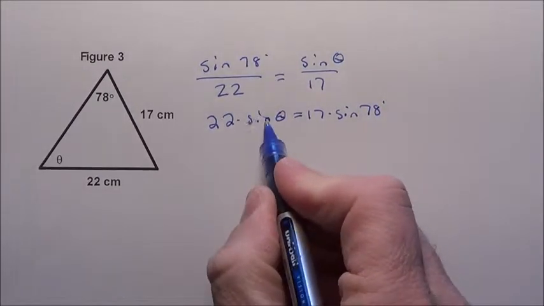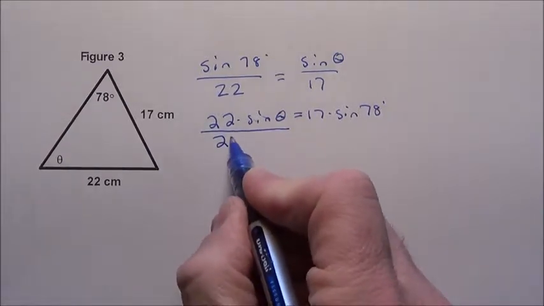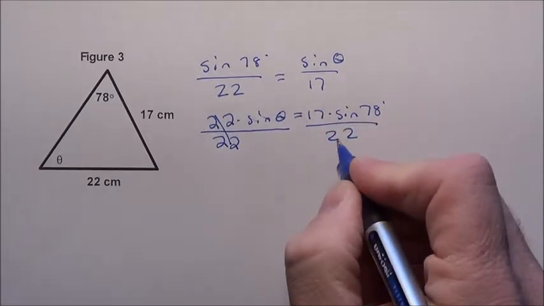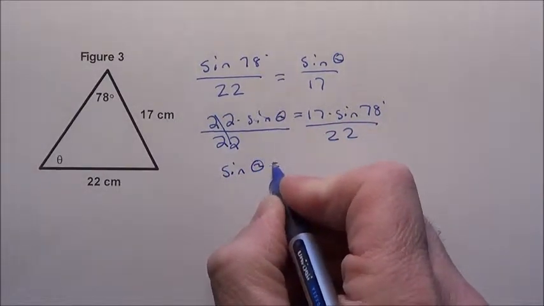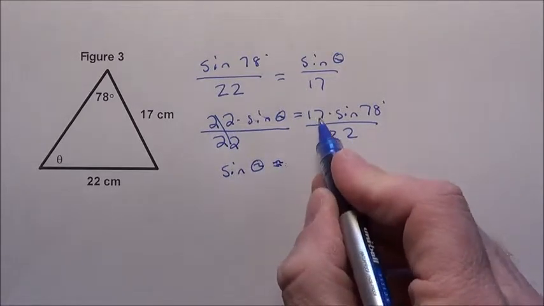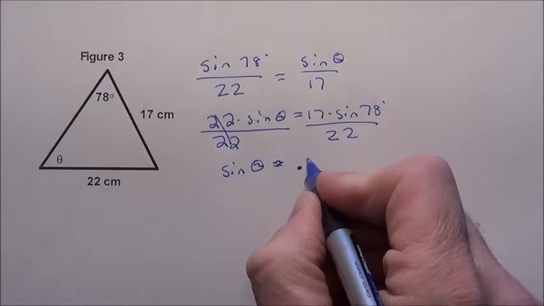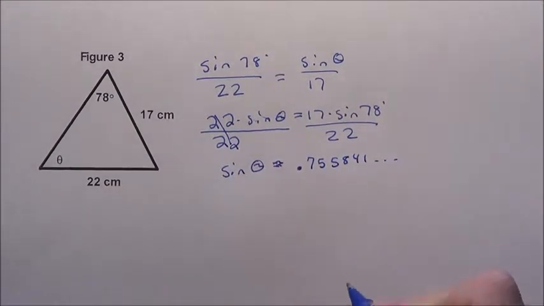Now I'm not going to do that yet. I'm going to try to get sine of theta by itself here. I'm going to divide by the 22 first. That way I just have everything in one nice equation. I only have to do it once. So the sine of theta is approximately 17 times the sine of 78, then divided by 22. I did it a minute ago and it gave me 0.755841, and so on.